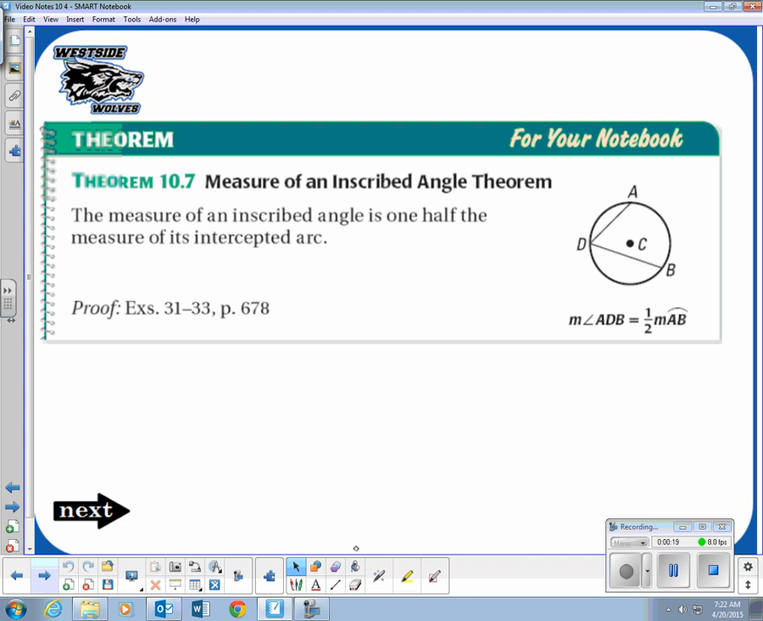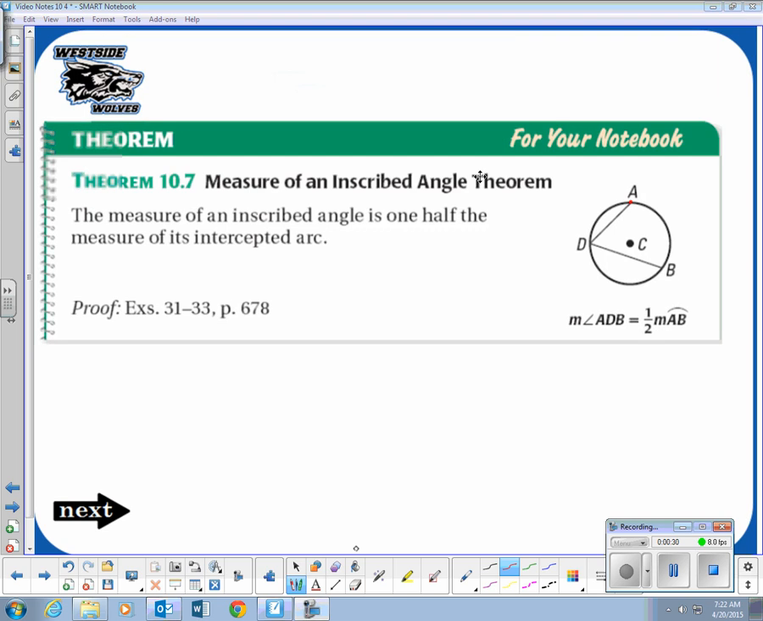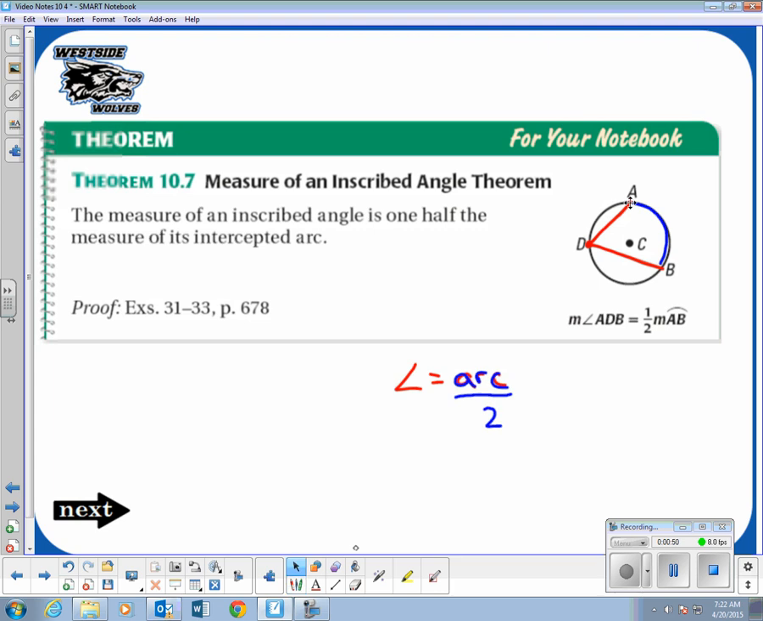All right, so our first theorem for today is Theorem 10.7, the measure of an inscribed angle theorem, which says that if you have an inscribed angle, its vertex is on the circle, then that angle is equal to the arc that it intersects, this blue arc right here, divided by 2. Make sure you remember that this is an inscribed angle. Its vertex is on the circle, and so therefore you have an inscribed angle.